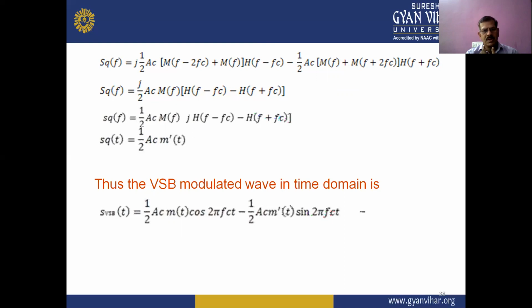Thus the BSV modulated wave in the time domain is equal to 1/2 A_c m(t) cos 2πf_c t minus 1/2 A_c m'(t) sin 2πf_c t. So this is the BSV modulated wave in time domain form.